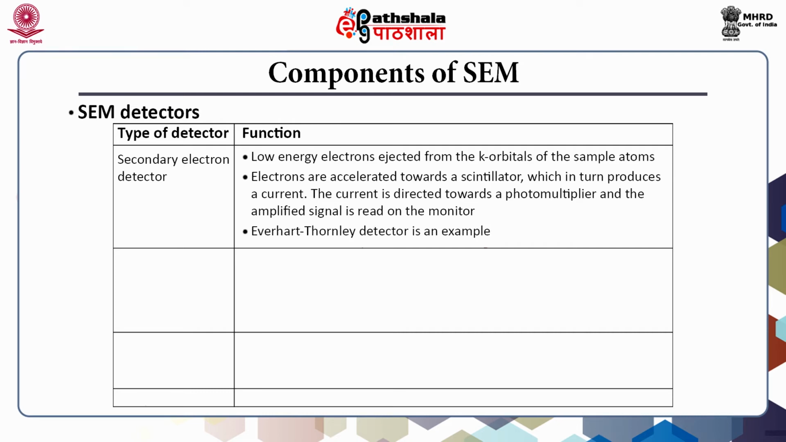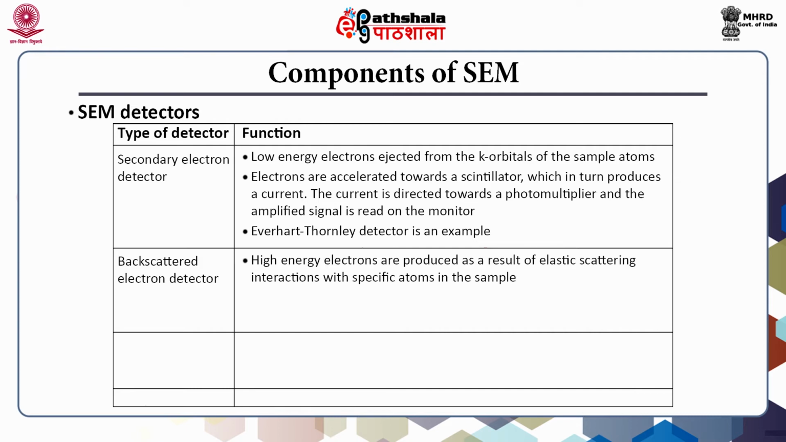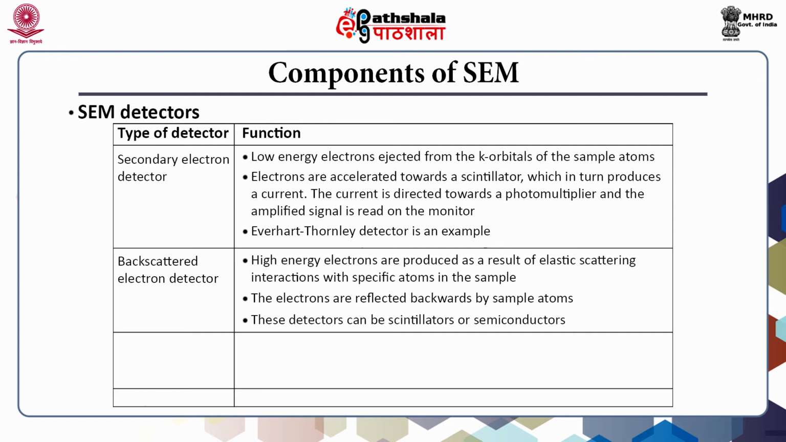One example of the secondary detector is Everhart-Thornley detector. High energy electrons are produced as a result of elastic scattering interactions with specific atoms in the sample. The electrons are reflected backwards by sample atoms. These detectors can be scintillators or semiconductors and are referred as backscattered electron detector.